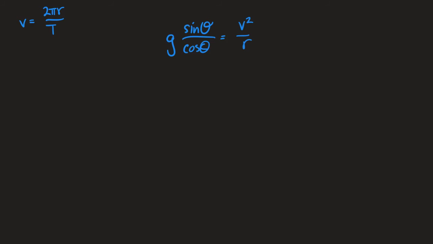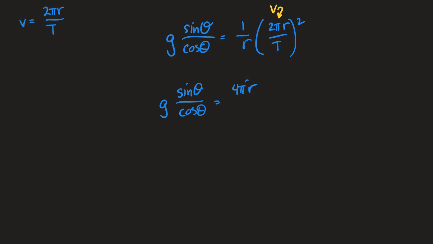Are you okay with us getting rid of the v? I'm okay with us getting rid of the v. And since I'm in charge of this boat, I'm going to put the v right there: 2 pi r over T, all quantity squared. This is the v, but I've just put in 2 pi r over T. Now we should probably wipe some math all over that again. g sine theta over cosine theta equals 4 pi squared r over T squared.